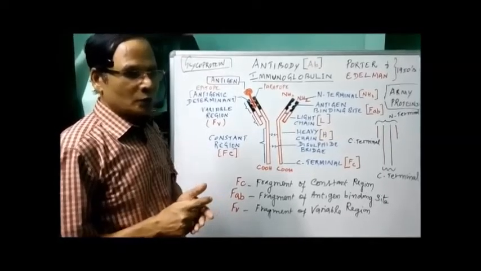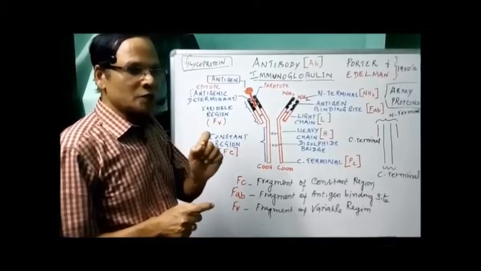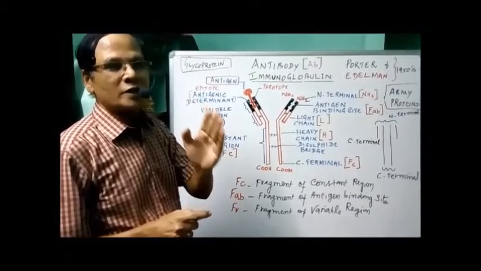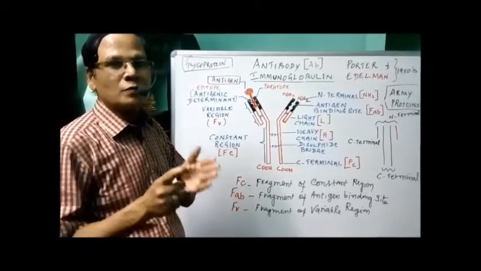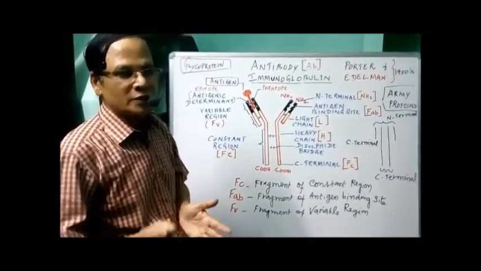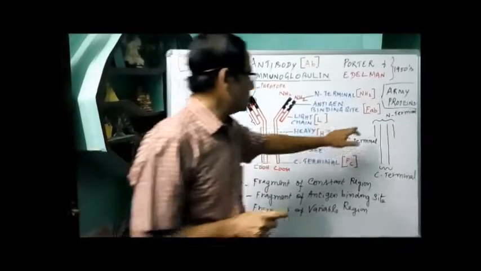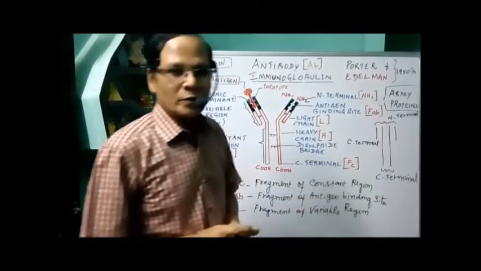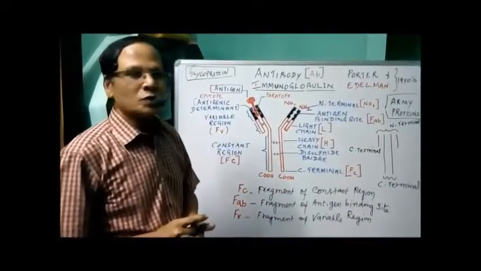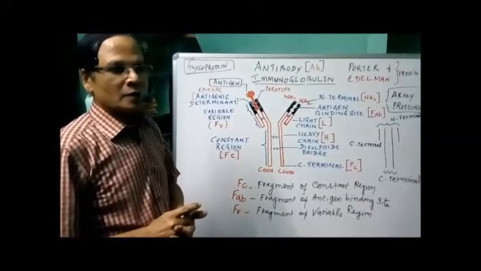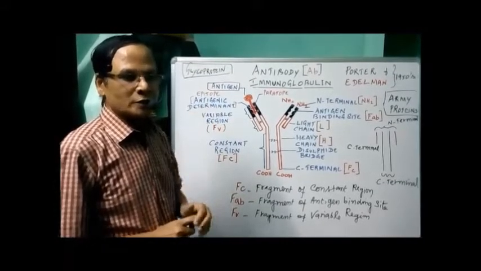If we take any protein, we have a polypeptide chain. At one end of a polypeptide chain we have the N terminal, having a free amino group. At the other end we have a free carboxyl group, called the C terminal. That is the nature of a polypeptide chain. So here, this Y-shaped molecule is formed of 4 polypeptide chains.